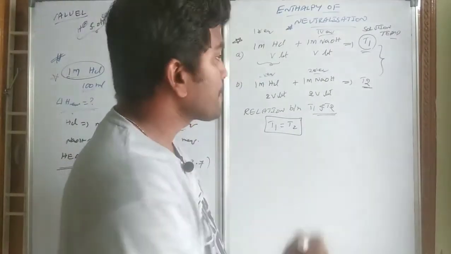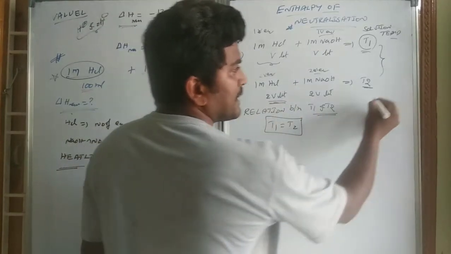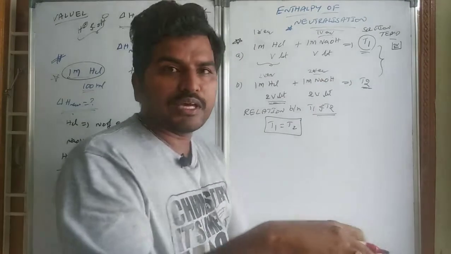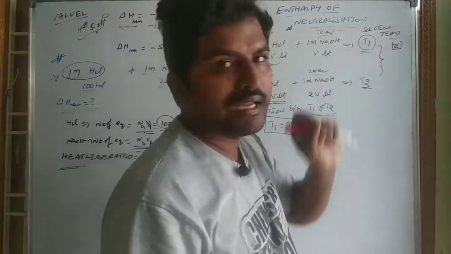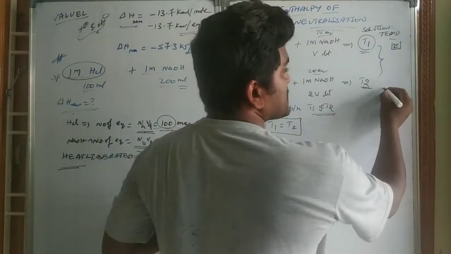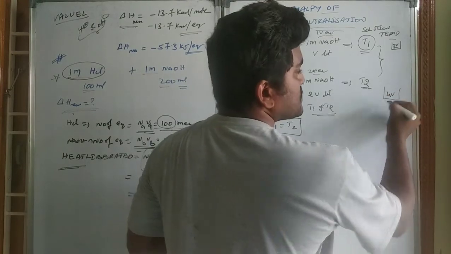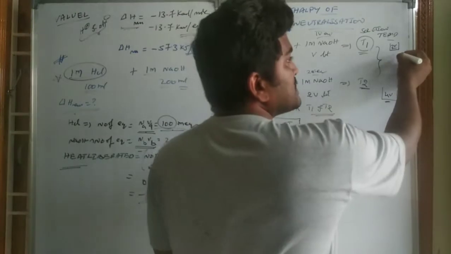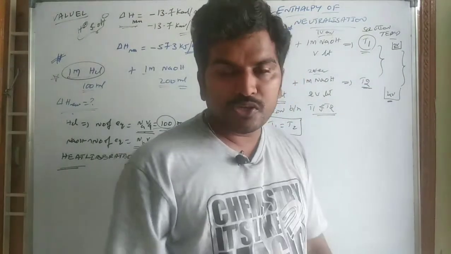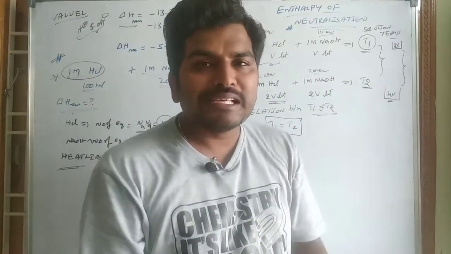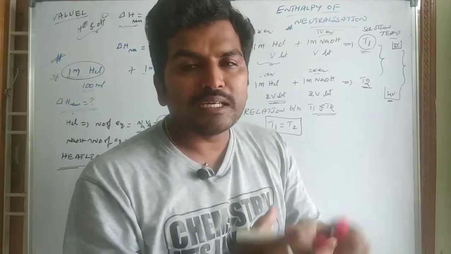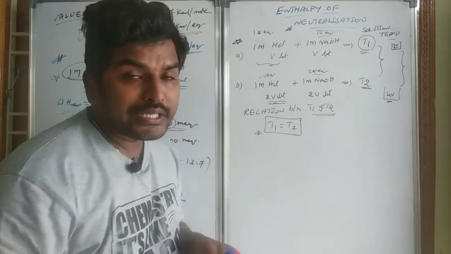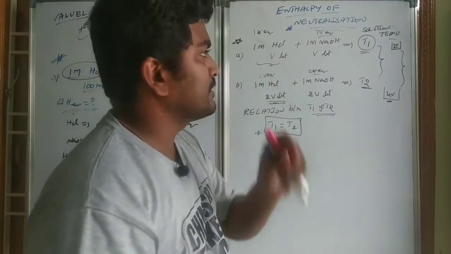Sir, why? The volume, you see, in the initial case was 2V after mixing, so the heat liberated is absorbed by 2V. But in the second case, the heat liberated was absorbed by 4V. Of course, the heat is doubled, but at the same time the volume is also doubled. So the water present will absorb the heat in the same manner. That's why T1 is equal to T2. This is a very, very important question.